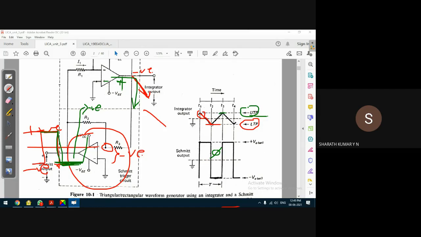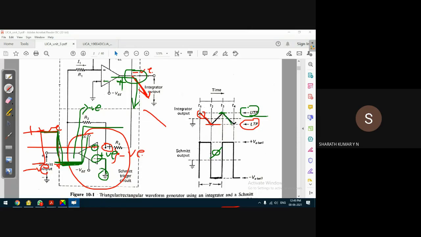When it reaches the upper triggering point, this non-inverting input becomes more positive with respect to ground, because the inverting input terminal is connected to 0 volts. With respect to 0, the non-inverting input terminal becomes more positive. When the non-inverting input terminal becomes more positive, the output of the Schmitt-Trigger switches from negative saturation to positive saturation. Very simple. So during positive saturation, the output of the inverting integrator goes in the negative direction.